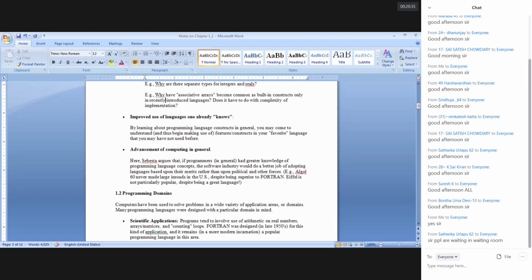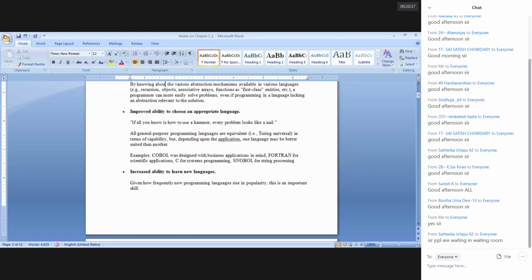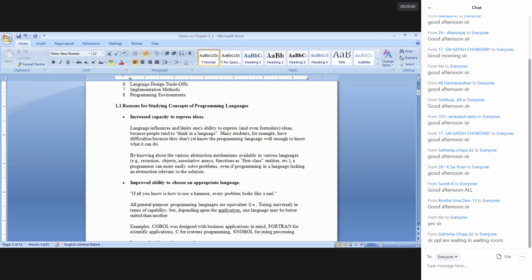So these are some reasons why to study programming language concepts. Increased capacity to express ideas, improved ability to choose the appropriate language for the appropriate software application that you're developing.